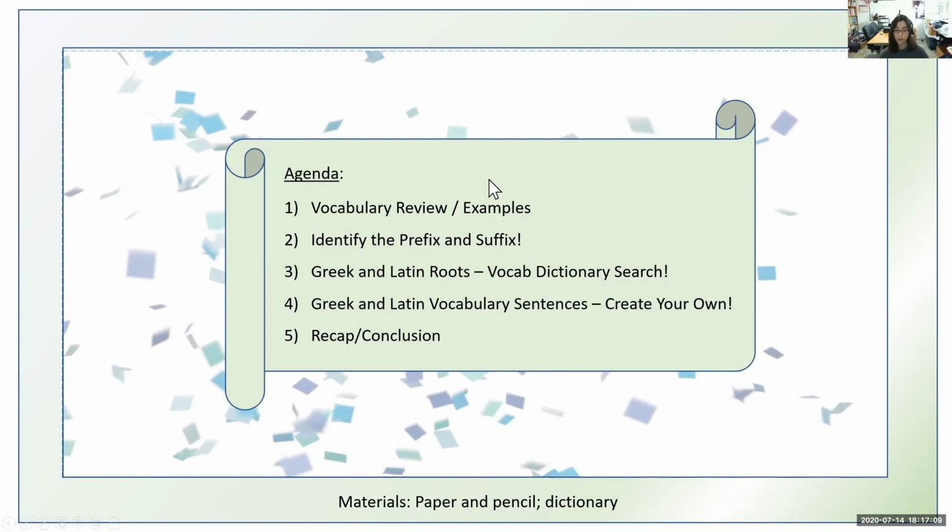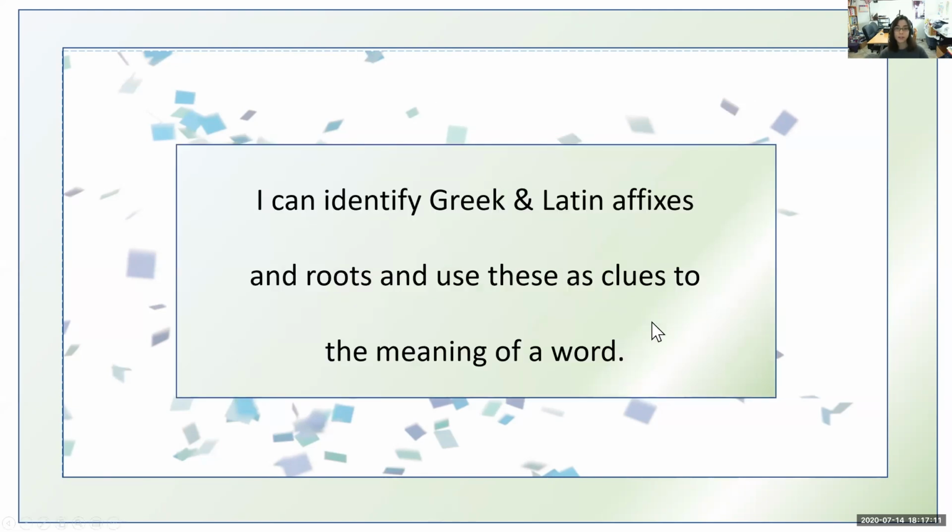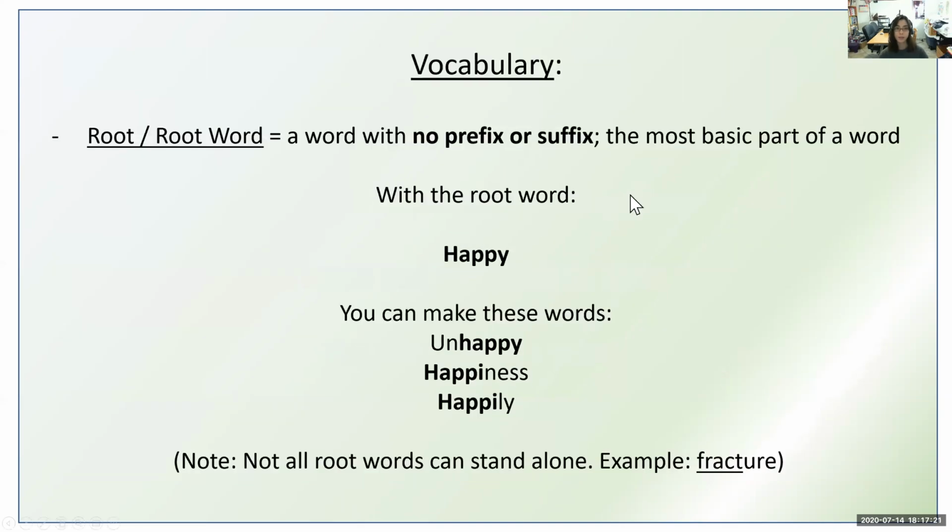And so our learning goal was, I can identify Greek and Latin affixes and roots and use these as clues to the meaning of a word. We also had our vocabulary terms. A root or root word is a word with no prefix or suffix, so nothing at the beginning or end of the word. It's basically just the most basic part of a word. It's that foundation, that starting point.